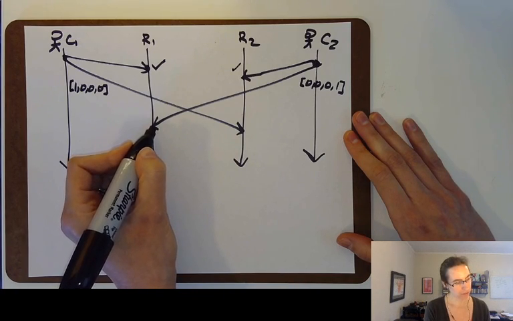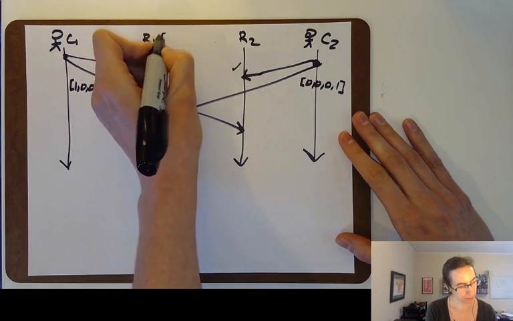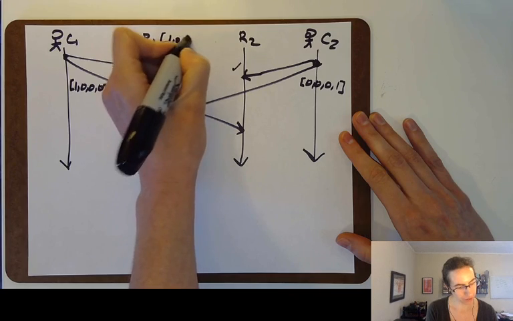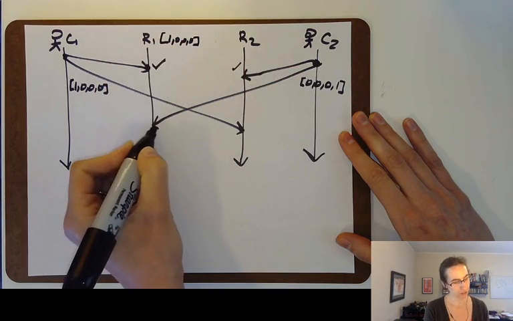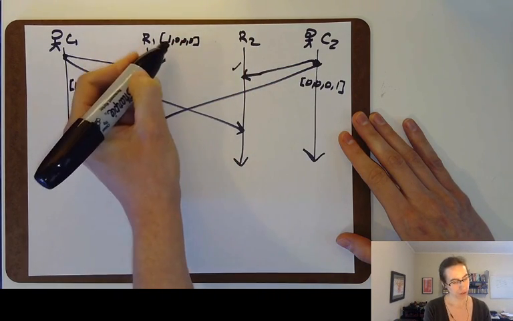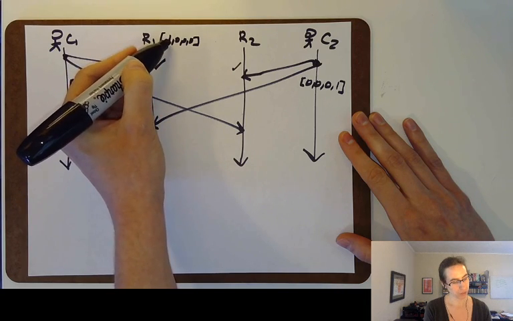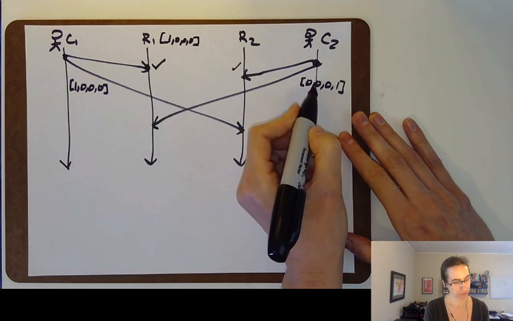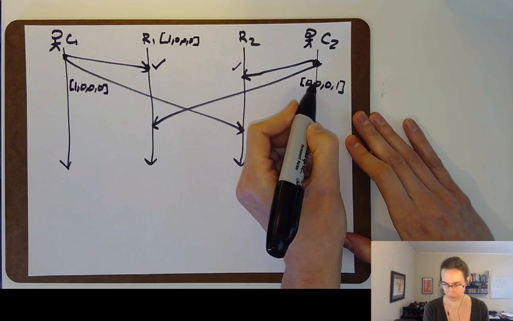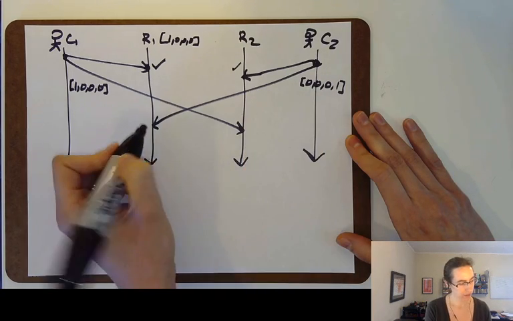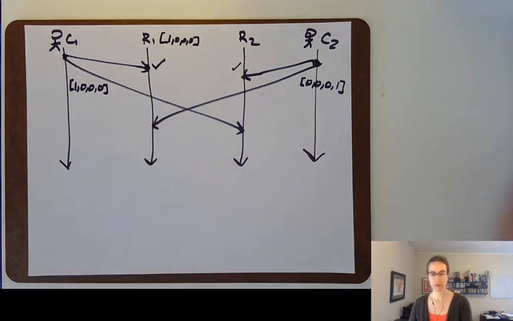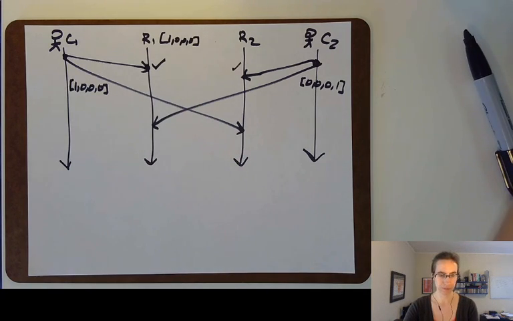This one arrives here. So now at this point, replica 1's local clock looks like this. The message from C2 arrives. Replica 1's clock is 1000. The message from C2 is 0001. Is that okay to deliver according to the rules that we had before?